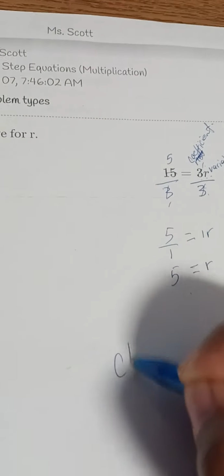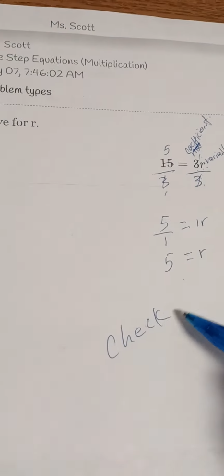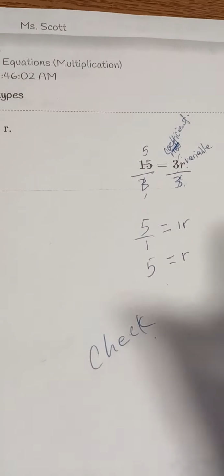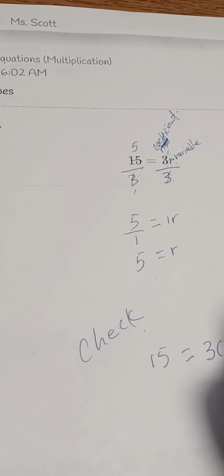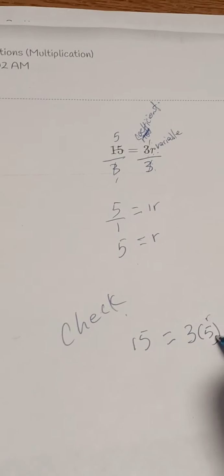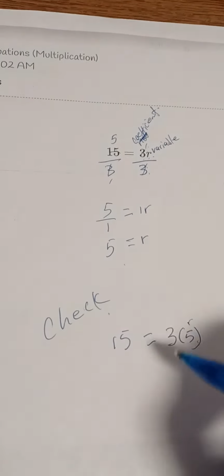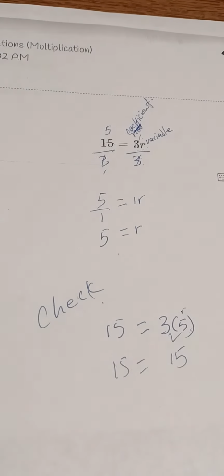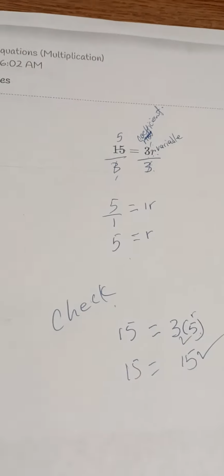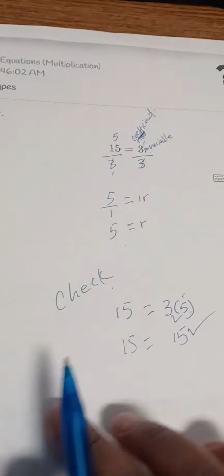So let's check. Our r value is 5. So we have 15 is equal to 3 times 5, because 5 is our r, right? Remember, 5 is our r. So we have 15 is equal to 3 times 5, which is 15. Is 15 equal to 15? Yes, that does check out.